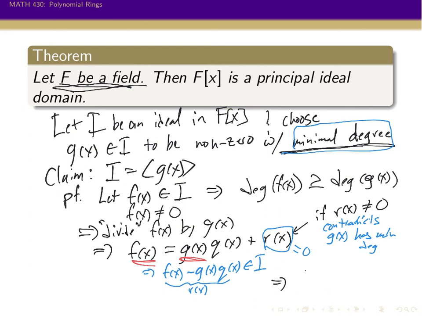So we conclude f(x) is equal to g(x) times q(x). Since f(x) was any non-zero element of the ideal, that means that any non-zero element of the ideal can be written as g(x) times something. So we can conclude that I is the ideal generated by g(x). And that finishes the proof.